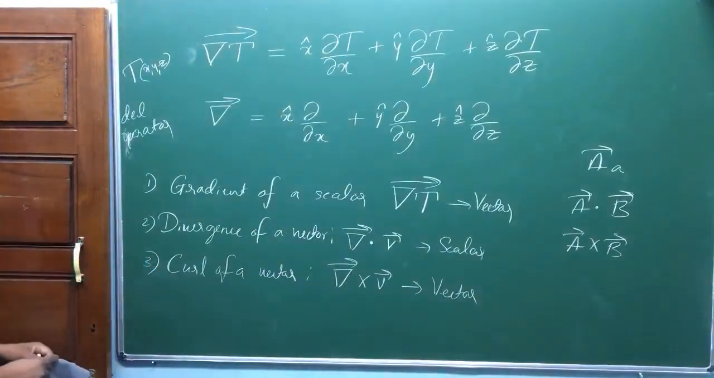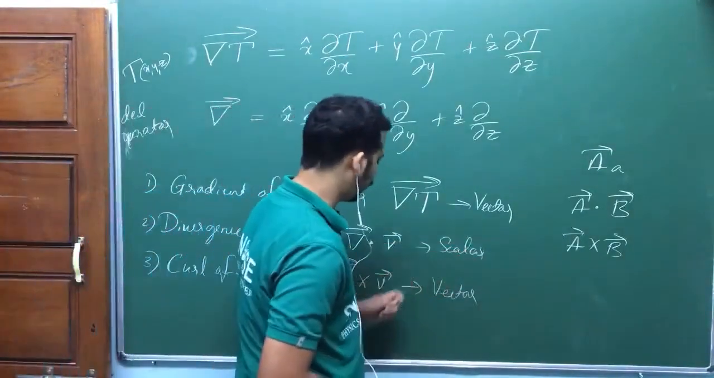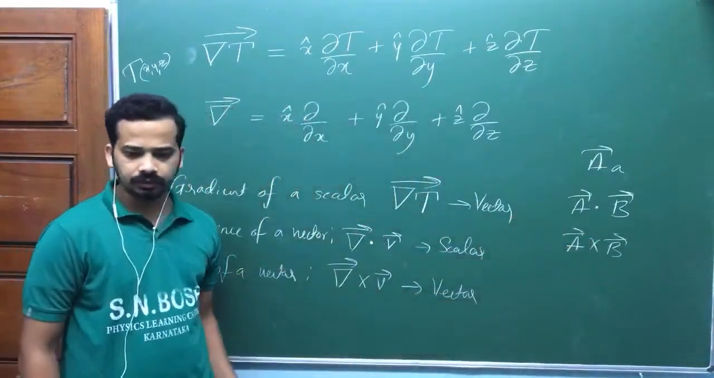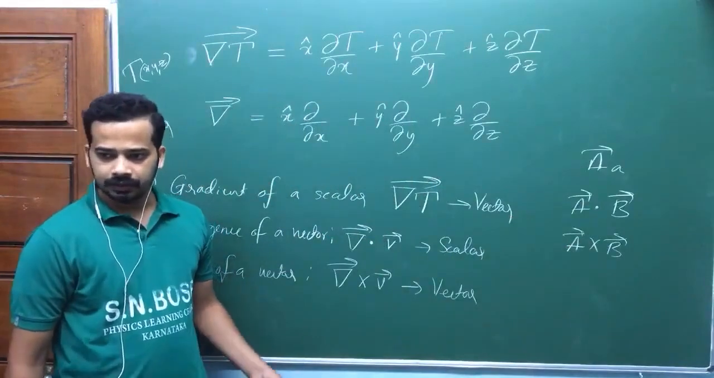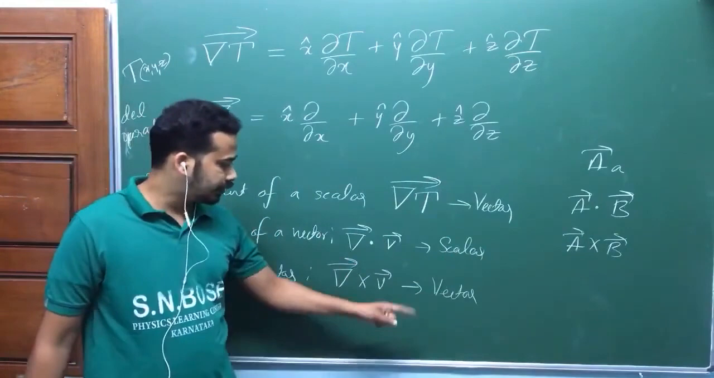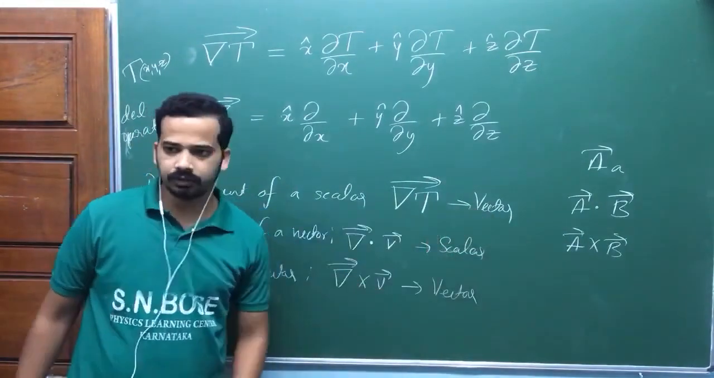Is that okay? So these two are very similar to taking dot product and cross product, even though their formula also looks exactly similar. The mathematical elaboration of this divergence and curl also looks very similar to your dot product, okay?